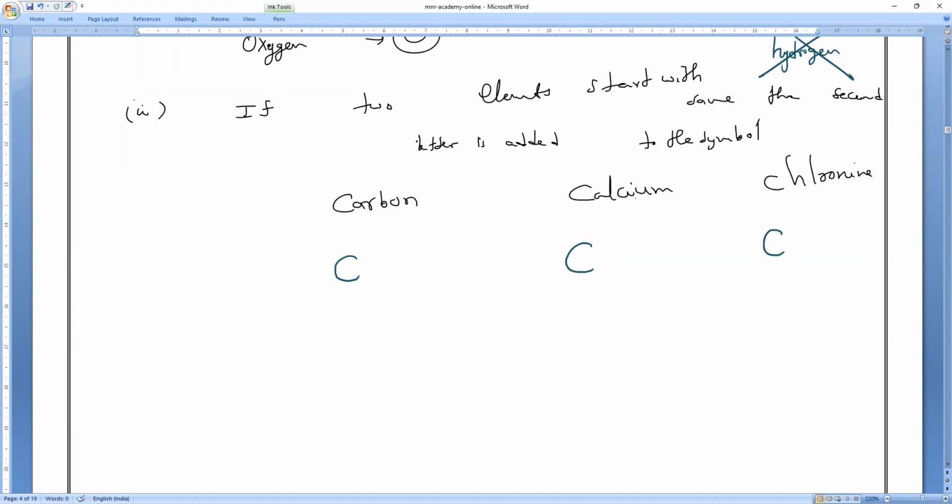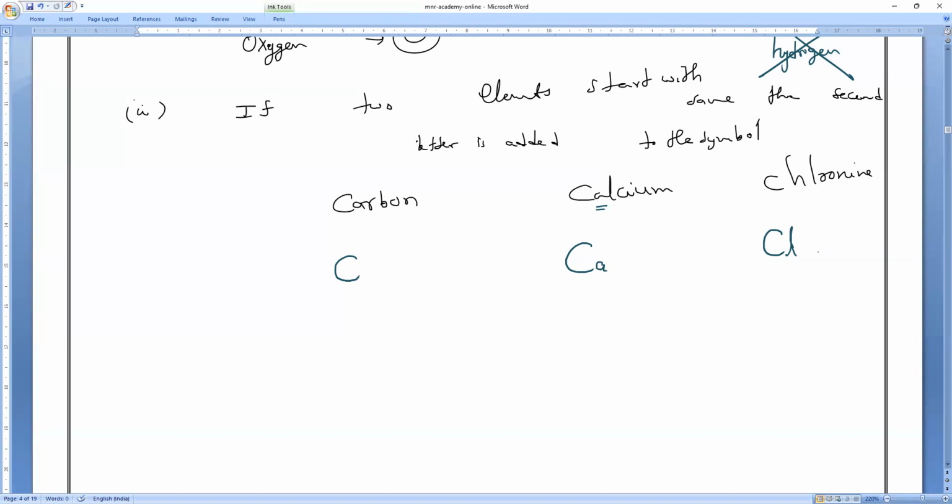As I said, the second letter means only the second letter. Carbon is already represented by C. So for calcium, I take the second letter, that is Ca, with a small letter. For chlorine, I don't know why they are not choosing the H; they are choosing the L. So it is Cl, chlorine. This is the representation of elements, the rules for writing the symbols of elements. Are you clear, everybody?